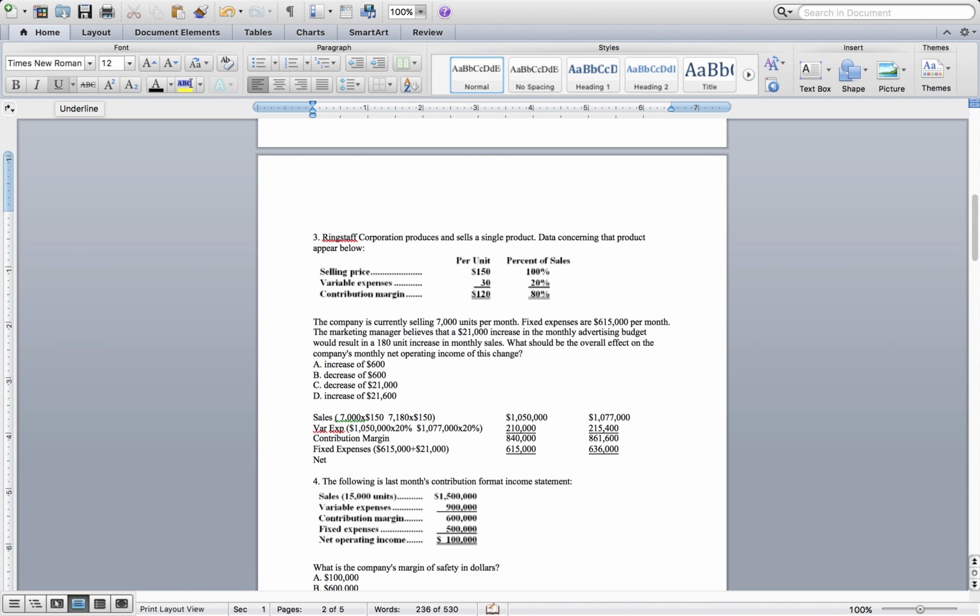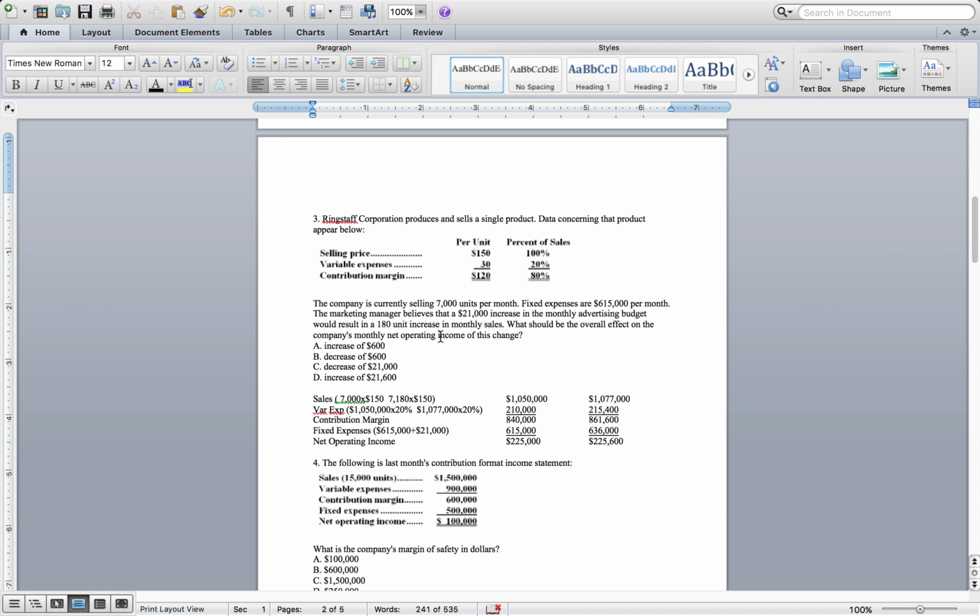And now we get the last part, our net operating income. Just take the 840,000 minus 615,000. That'll be 225,000. For the second one, I take the 861,600 minus 636,000. That'll be 225,600. So again, what would be the effect of this? If you increase advertising by 21,000, it's an extra 180 units, so you're going to have an increase in net income of $600. That'll be answer A.